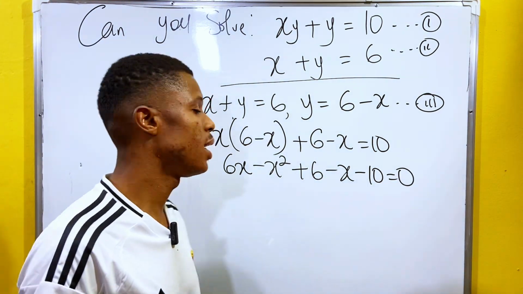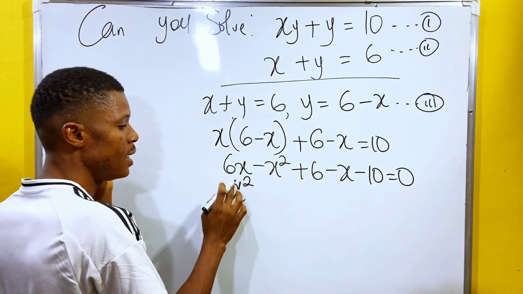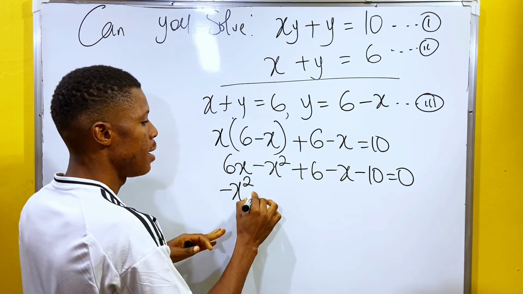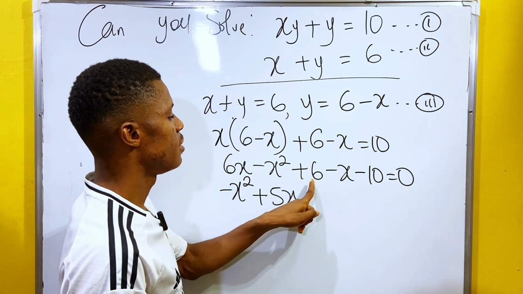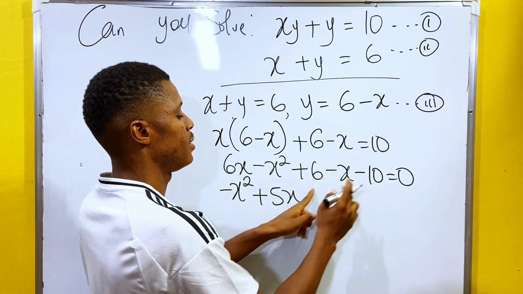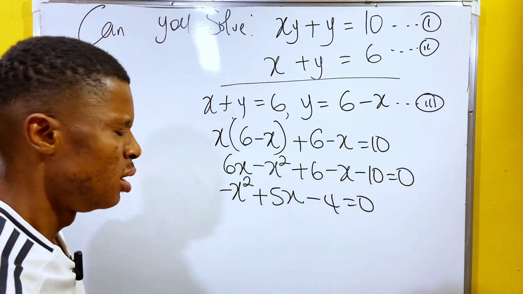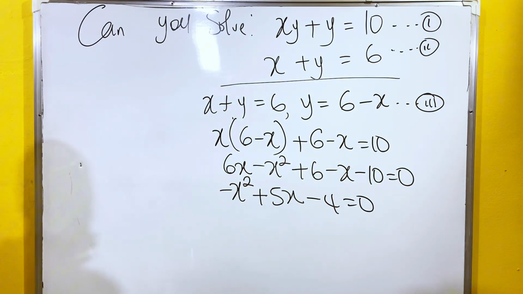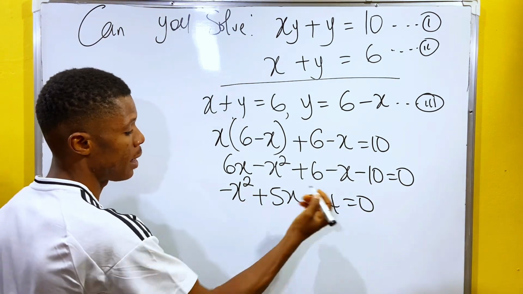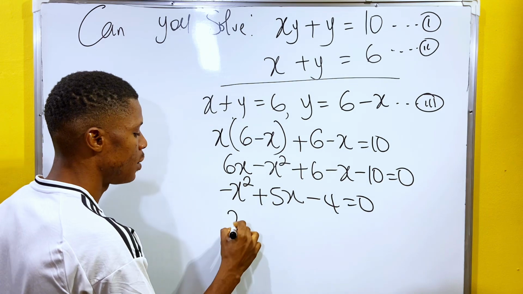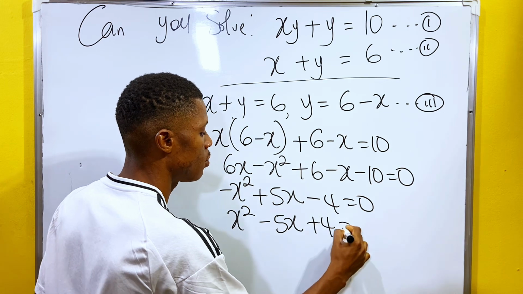Okay, the next thing is to collect like terms. The first term is minus x squared. Then 6x minus x is plus 5x. Then 6 minus 10 is basically minus 4, equal to 0. So for us to look at this, we simply multiply through by minus 1 to eliminate the minus here. So we have x squared minus 5x plus 4 equal to 0.